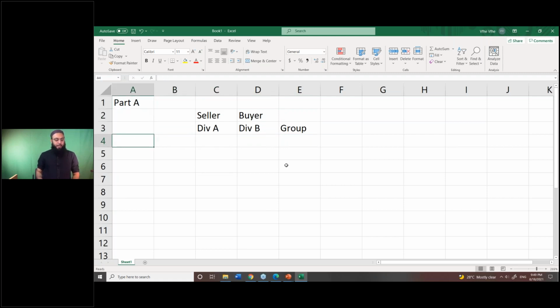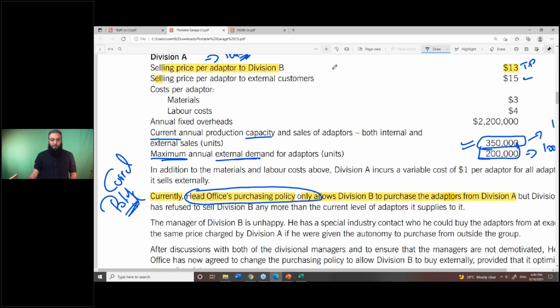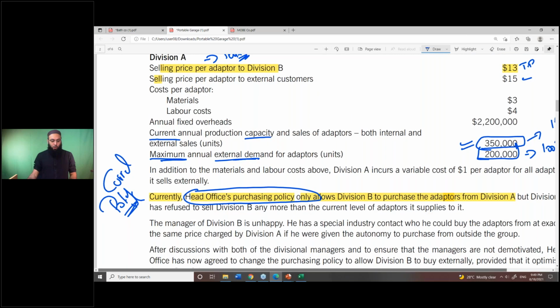The current policy is clear to all of you. So revenue. The question said show separately where possible. So internal revenue, external revenue, and total. Let's first start with division A, one by one. Okay, be with me everybody. This will not take much time.